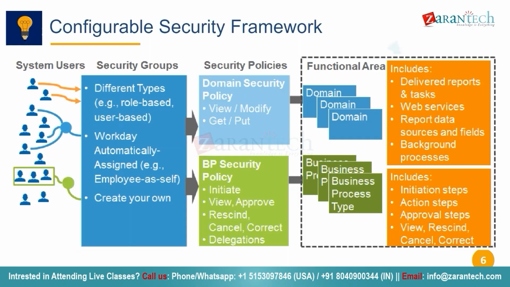So the security group will consist of security policies. When we talk about the security policy, there are two types: one is the domain security policy, and the other is the business process security policy. The domain security policy is where we are giving view or modify access to a particular domain.